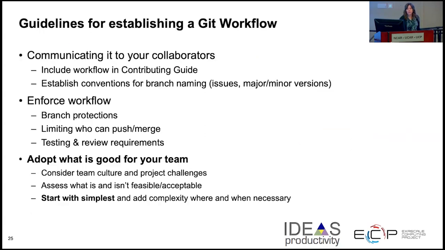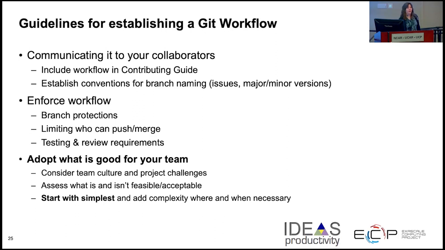So those are the three general ones, but what do I do to decide how to establish my Git workflow? Well, some of the things you need to do are you need to communicate it to all your collaborators. And so your workflow description goes in your contributing guide so they'll know what they should use. Establish the conventions for branch naming. That should all go into that contributor guide.